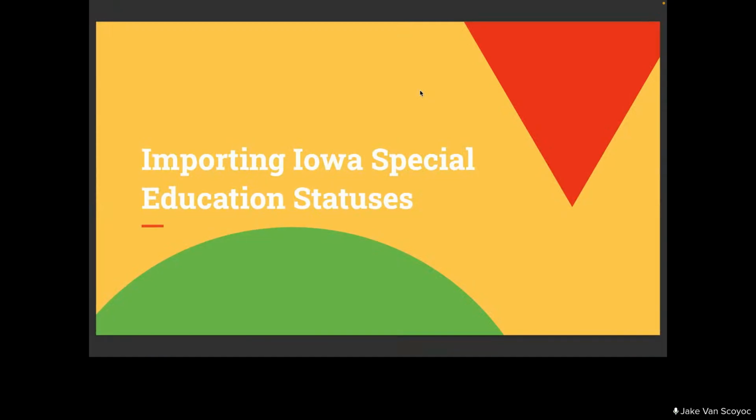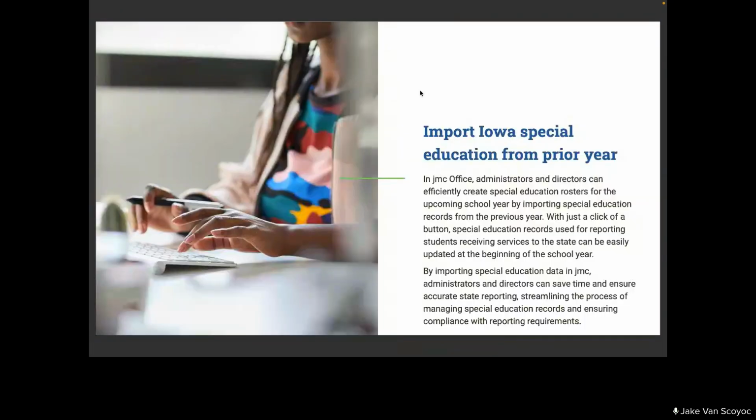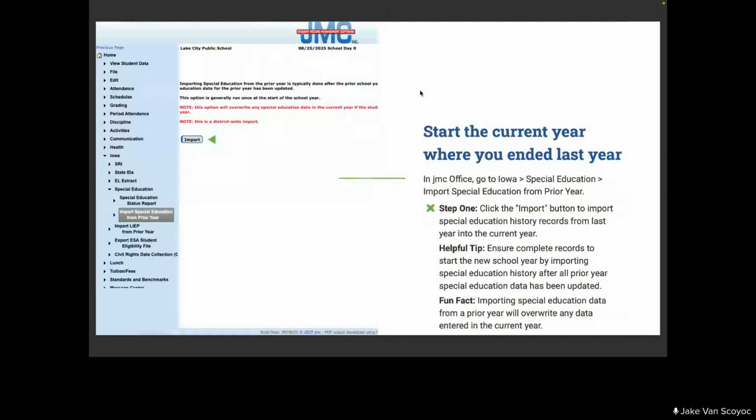You will still need to import Iowa special education statuses. In JMC Office, administrators and directors can efficiently create special education rosters for the upcoming school year by importing special education records from the previous year. With just a click of a button, special education records used for reporting students receiving services to the state can be easily updated at the beginning of the school year. By importing special education data in JMC, administrators and directors can save time and ensure accurate state reporting, streamlining the process of managing special education records and ensuring compliance with reporting requirements.